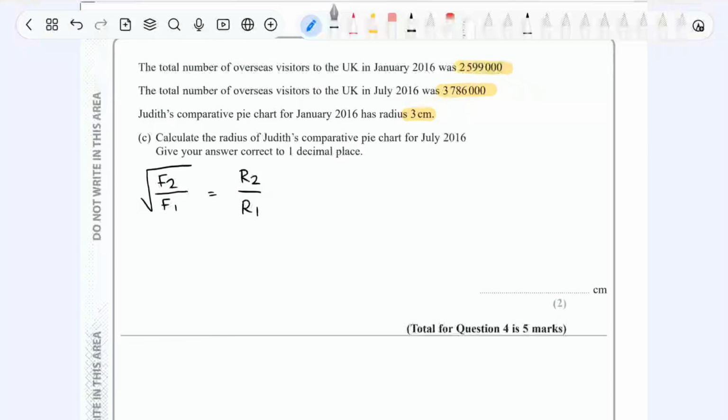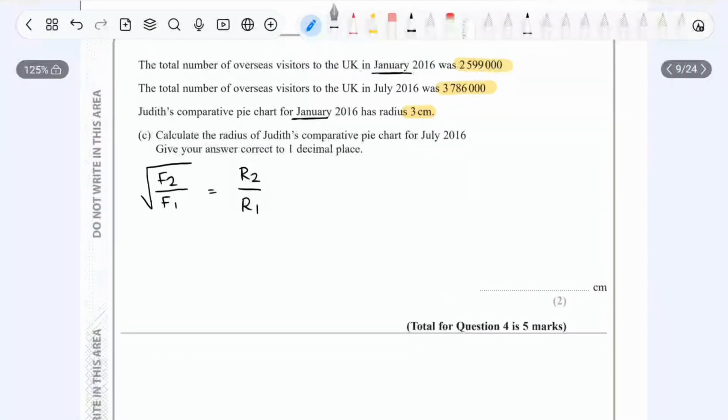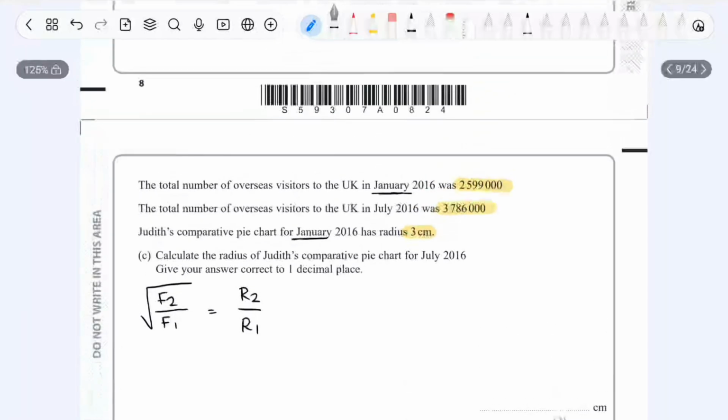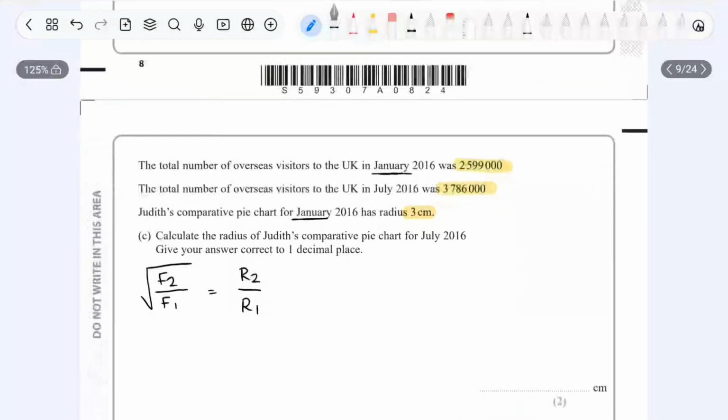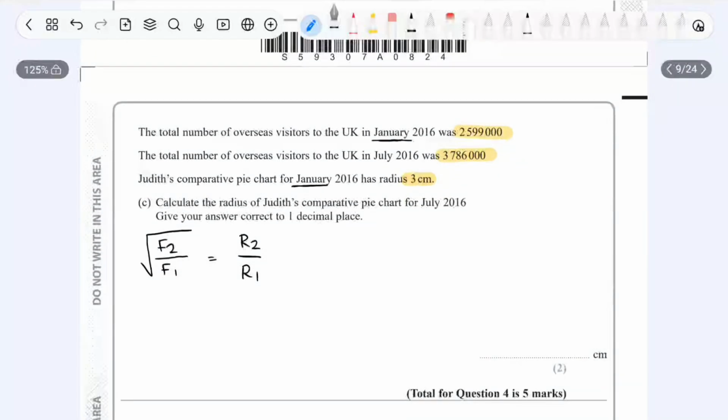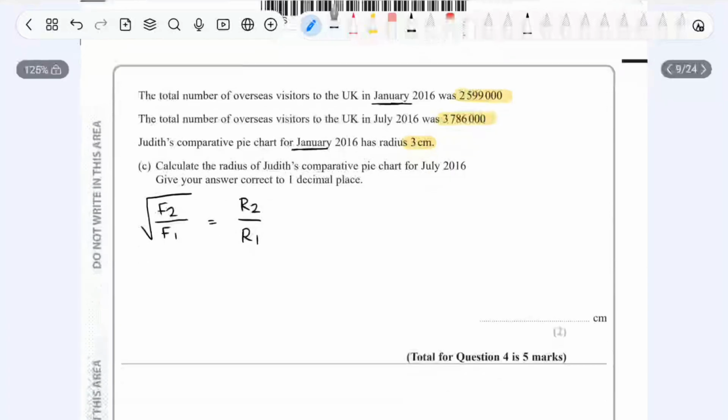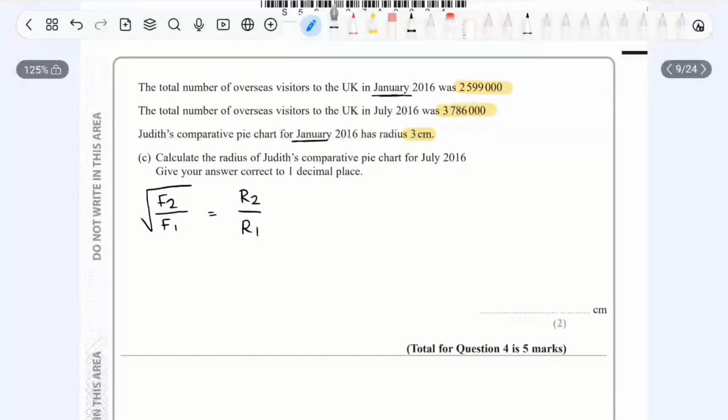But you can see that this and this, the top and the bottom pieces of information, they link. They're both for January 2016. And you can kind of see that they link together. If the radius is 3 for January 2016 and July 2016 has a higher population, well, the previous question just indicated that we use the areas to compare the numbers, so the radius naturally should be different, and we're going to basically link the radius using these. It's kind of complicated. I'm going to try and just do the question and it should make more sense.